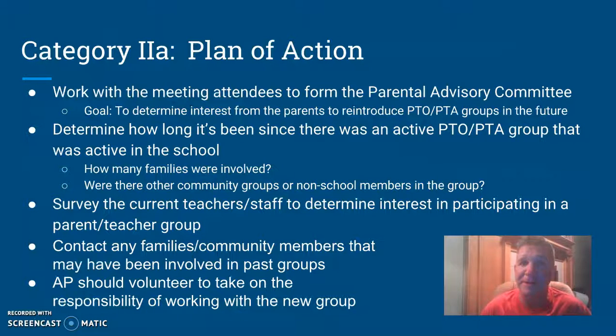Next, in my plan of action, I would survey the current teachers and staff within the building to determine their interest in participating in a parental teacher group. I would contact any of those families or community members that were involved in the past, even if they're not currently in the school community because they have no children there, just to find out what happened and why they felt like the group fell apart. I also think the assistant principal at this point should volunteer to take this on wholeheartedly, to take sole leadership of establishing this group and seeing it through.